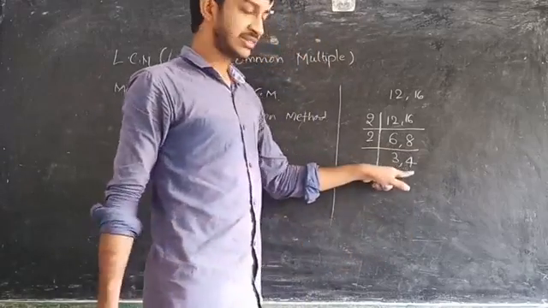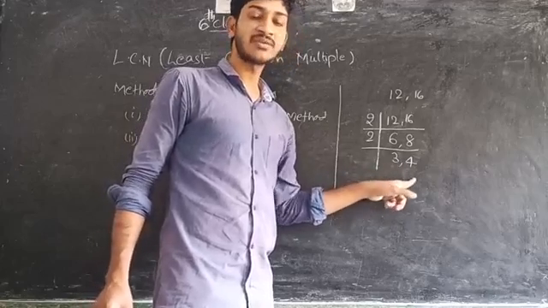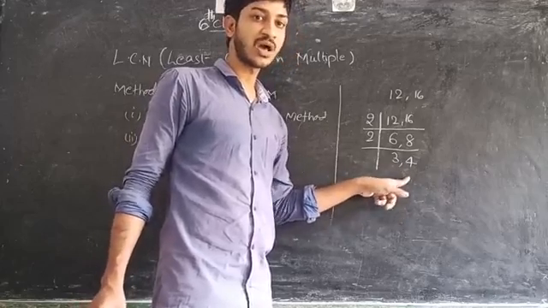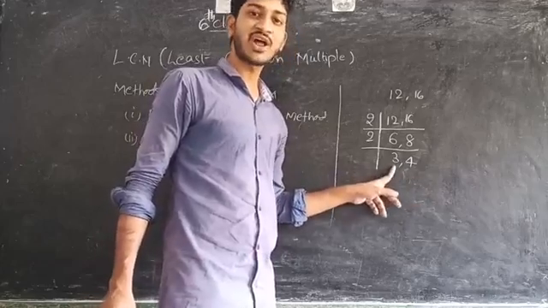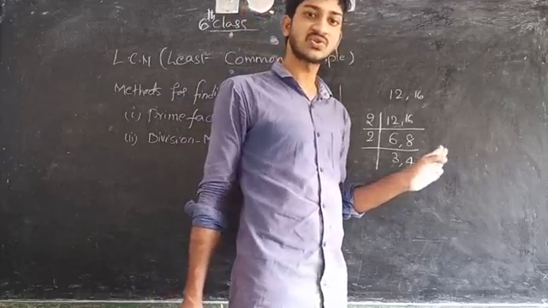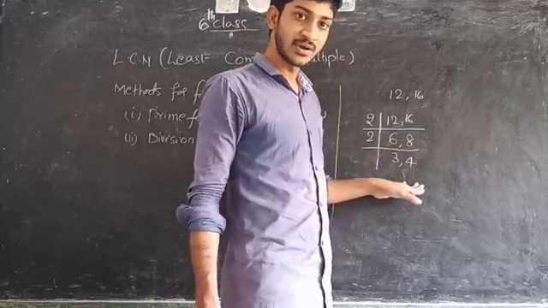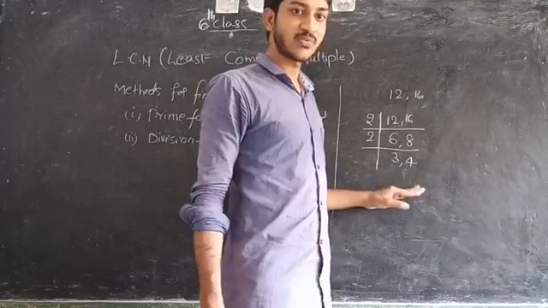See here, 3 and 4 have no common factors other than 1. Except 1, 3 and 4 have no common factors. So we have to stop at this point. Okay, children, we have to stop here.